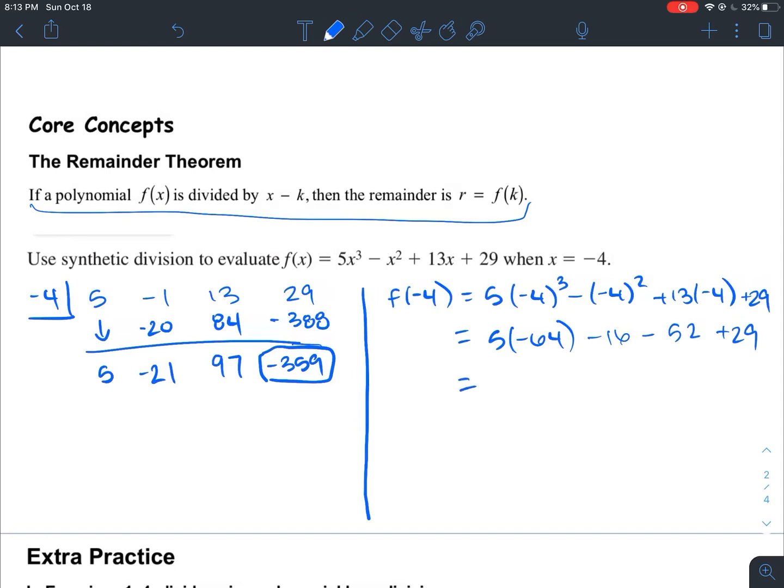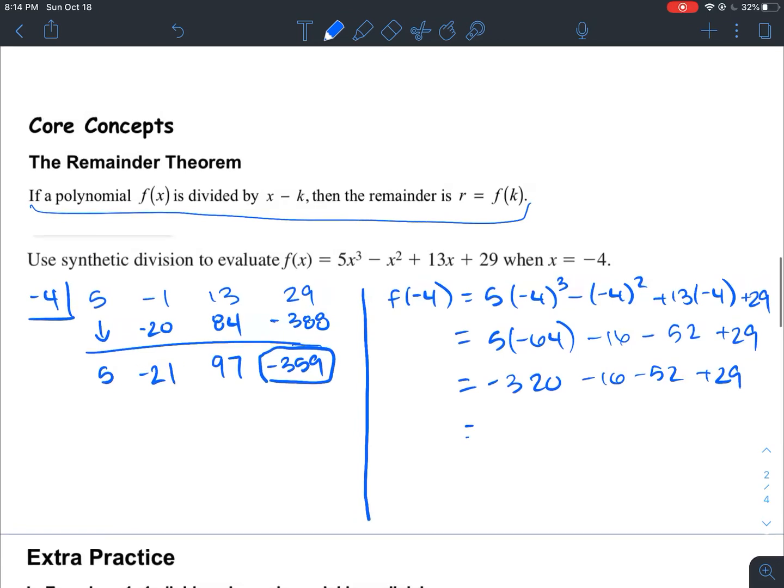And then 5 times 64, that's going to be negative 320, minus 16, minus 52, plus 29. So if I take all of that and I add that up together, so 29 minus 52 minus 16 minus 320, well, I'll get negative 359. So look at that right there. These are the same. We get the same result.